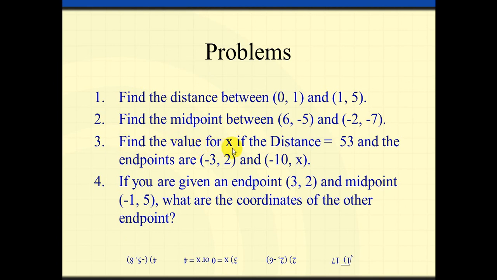Number 3, find the value for x if the distance equals 53 and the endpoints are -3, 2 and -10, x. Here we use the distance formula, then find the value of x. Number 4, if you are given an endpoint 3, 2 and midpoint -1, 5, what are the coordinates of the other endpoint? Here we use the midpoint formula, then find x and y for the other endpoint.